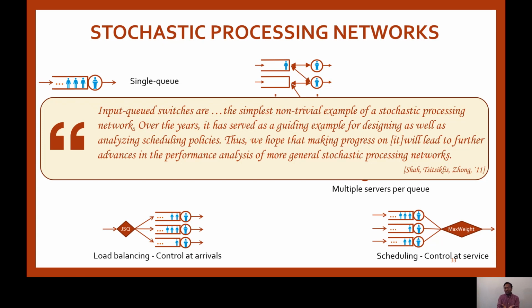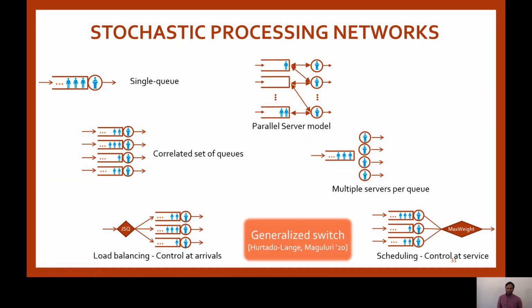example. Now that we understand this switch behavior reasonably well, I know we have some parts that are open, but at least we have most of the table covered. The question is, what does that imply for all these other stochastic processing networks? And this is already done. There is something called a generalized switch, which is a general model that subsumes pretty much all of this except load balancing. Load balancing is very similar to a generalized switch, but the control is on the arrivals instead of service.